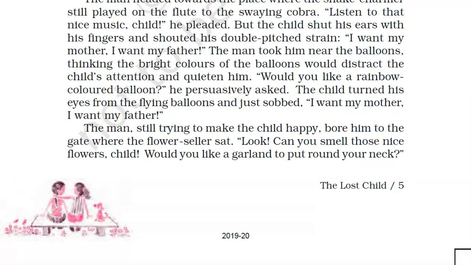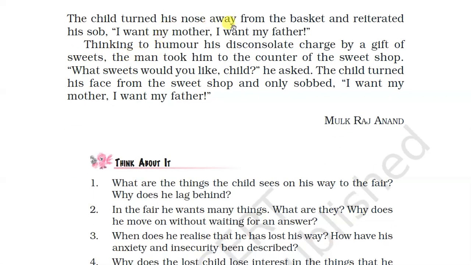So he said, "Look, can you smell those nice flowers, child? Would you like a garland to put round your neck?" Means you want a garland of the Gulmuhar. The child turned his nose away from the basket and repeated it again continuously. Again what he repeated, he said, I want my mother, I want my father.